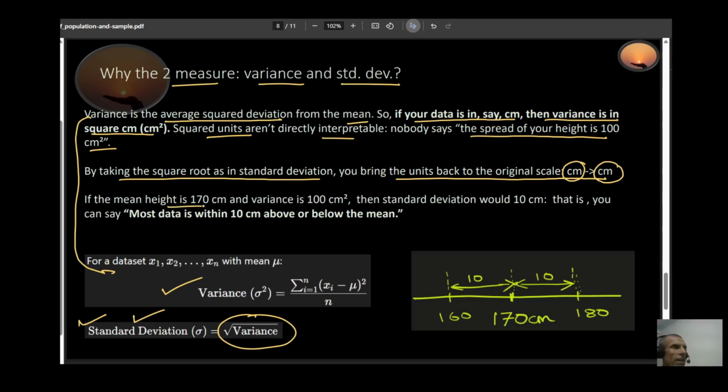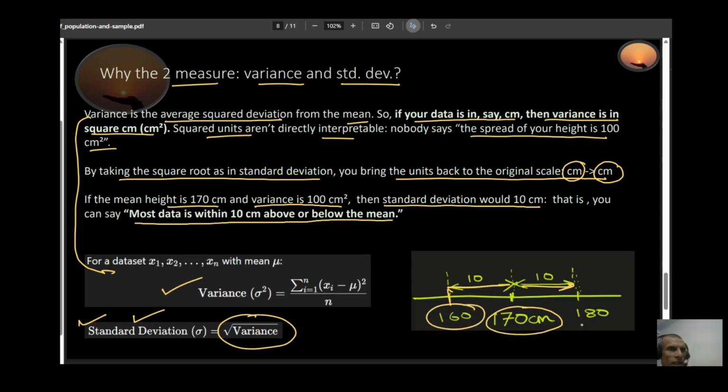So if the mean height, let's say, is 170 centimeters, and let's say you do the calculation and your variance comes out to be 100, then your standard deviation would be 10 centimeters. In other words, now you can say that most data is within 10 centimeters above and below the mean. If this is your 170 centimeters, this is the average, this is the mean, that means 10 in this direction and 10 in this direction. That means most data is between 160 and 180 centimeters.